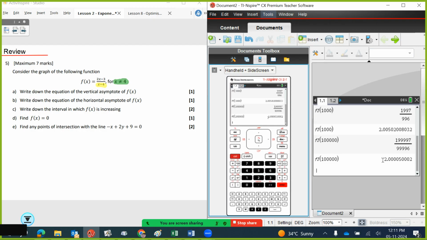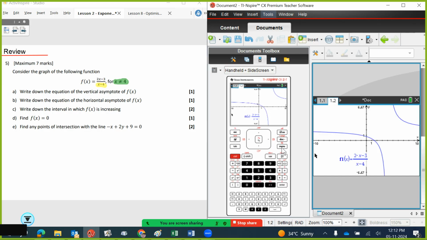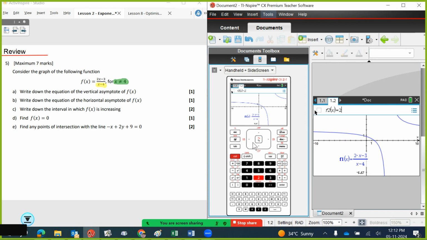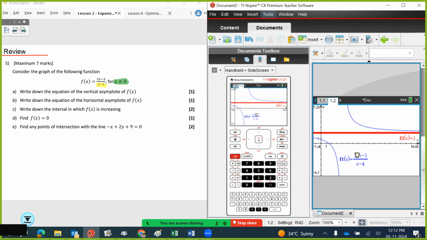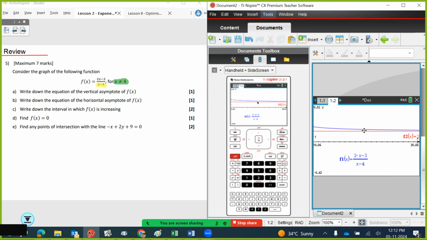Notice, if we were to round this to 3 significant figures, what number would we get? 2. What you see in these calculations is as I put in bigger and bigger values for x, the function is getting closer and closer to 2. It's displaying that asymptotic behavior. So the asymptote of this function, I can add it, is y is equal to 2. And what's happening is as I'm putting in bigger values, it's getting closer and closer to 2 without ever being 2. And that is the idea of an asymptote.